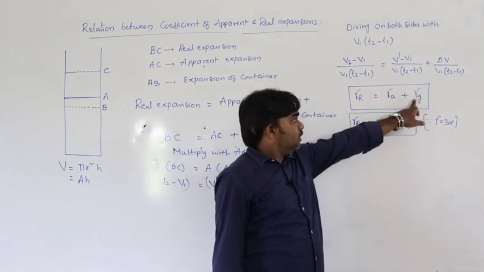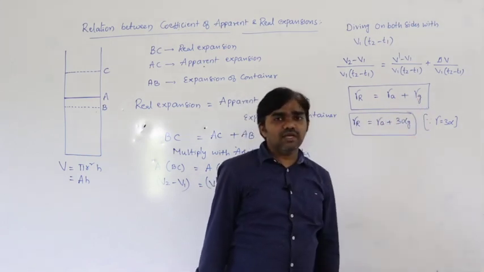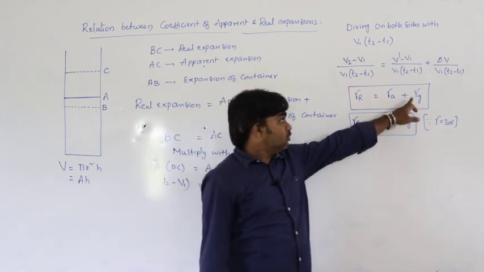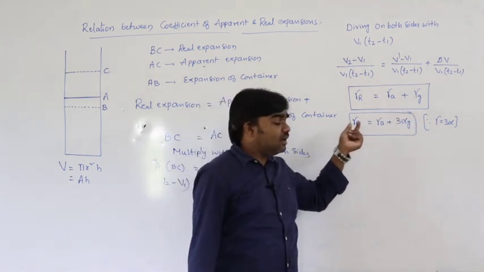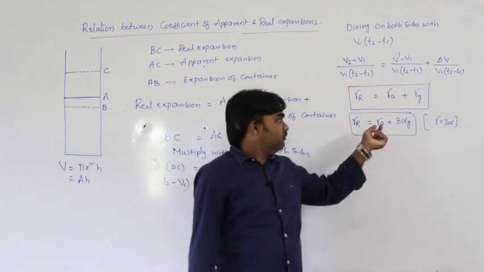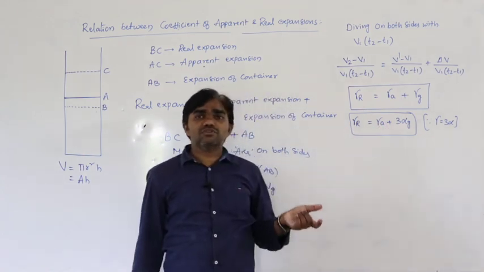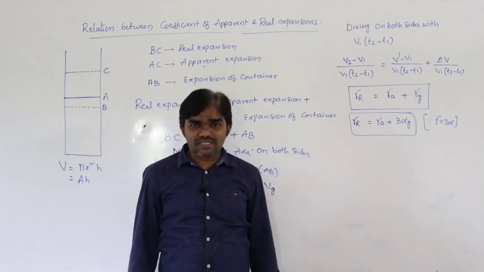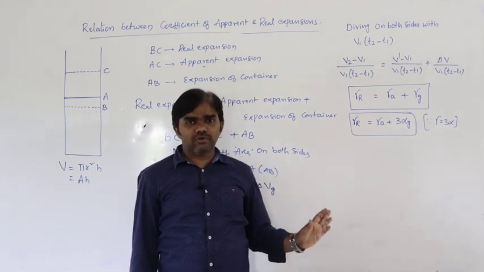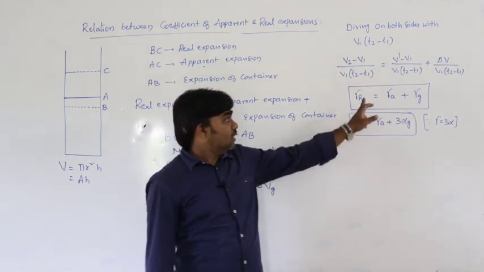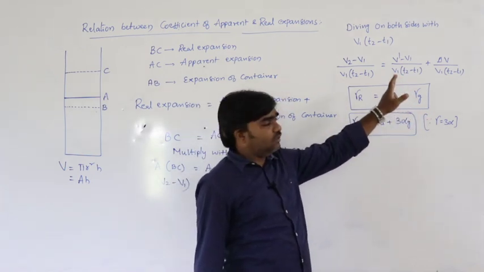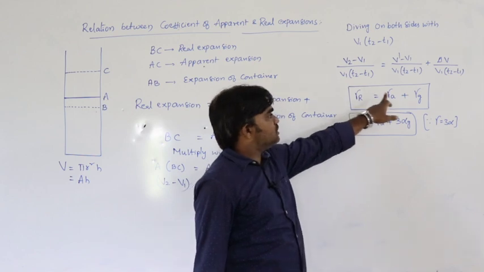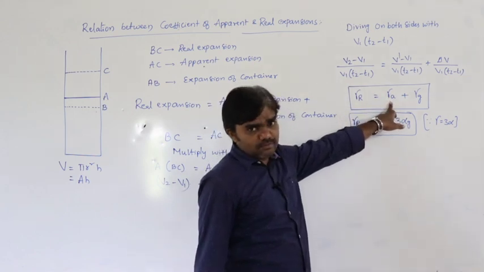But we wrote only gamma G is equal to 3 alpha G. We are not writing gamma R is equal to 3 alpha R and we are not writing gamma A is equal to 3 alpha A. What is the reason here? That is an important point. One more thing, gamma R is equal to gamma A plus gamma G. That is the relation between quotient of real expansion and quotient of apparent expansion.